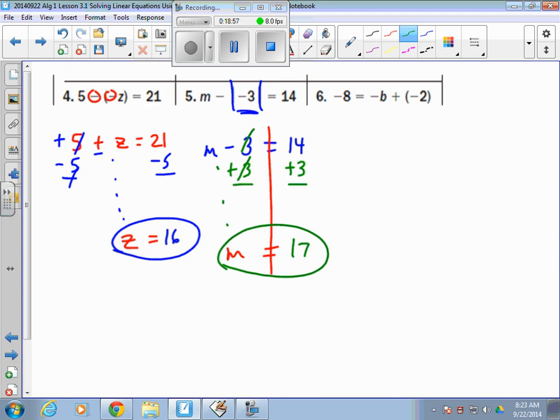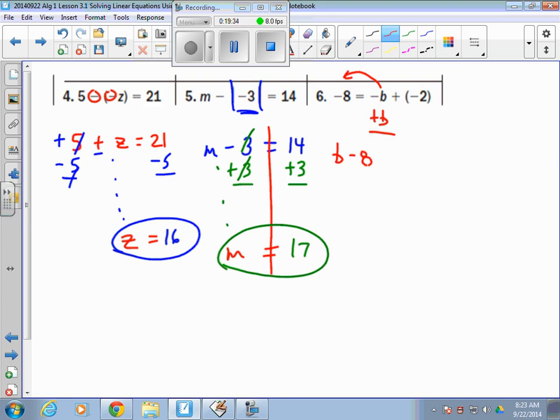And then the last one from the checkpoint says negative 8 is equal to negative b plus negative 2. Okay, now there's two different ways to do this, and on Wednesday when we learn multiplication and division, we'll do it slightly different. But for right now, we want to bring negative b over to the opposite side. So how do you undo minus b? You undo minus b by adding b. If you add b to the right, you have to add b to the left. So now you have positive b, and then bring everything else down.